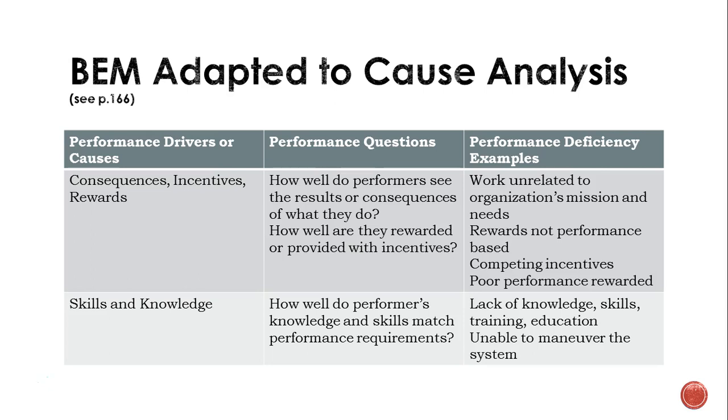So the work is unrelated to the organization mission and needs. So it's always important to take a look back at the mission of the organization and make sure everything aligns with that. And are people receiving rewards that are not necessarily performance based? When you start seeing that, it can start showing some of those issues that might be causing some of these performance gaps.